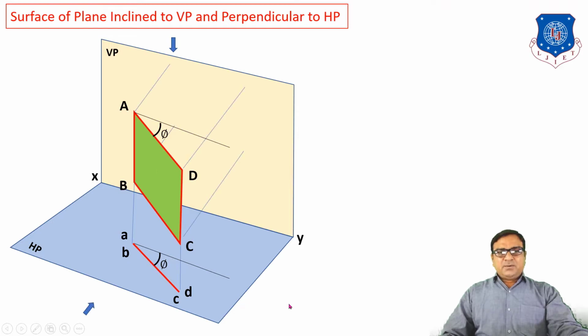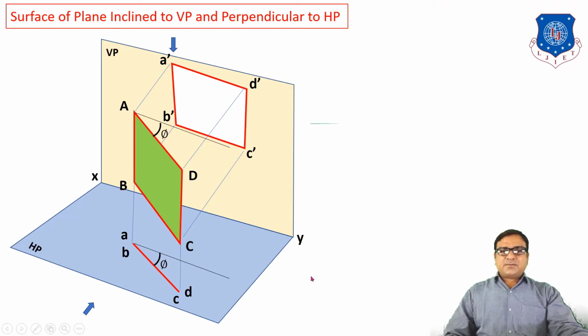Now the front view on the vertical plane is A dash B dash C dash D dash. In this front view, the lengths of A dash B dash and C dash D dash remain the true length, but the lengths A dash D dash and B dash C dash will be reduced because this edge is inclined to the vertical plane, so the projection on the vertical plane will be reduced.